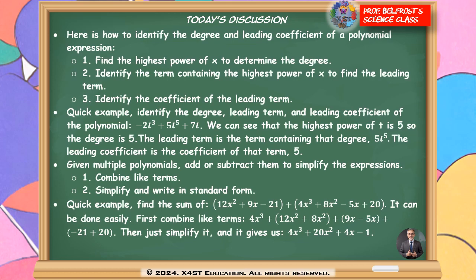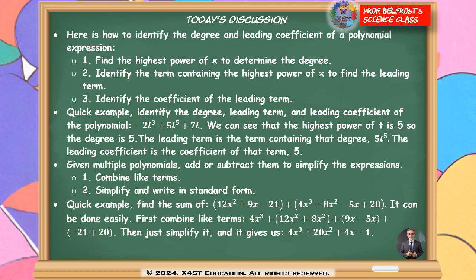Now here is how to identify the degree and the leading coefficient of a polynomial expression. First, find the highest power of x to determine the degree. Maybe you need to rearrange all the terms again. Second, identify the term containing the highest power of x to find the leading term. And third, identify the coefficient of the leading term.